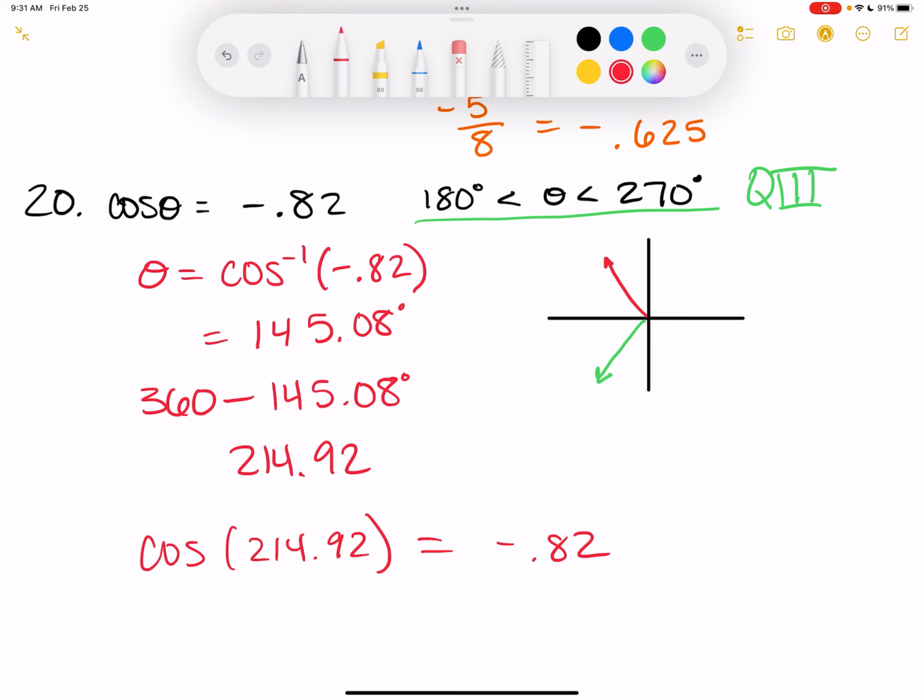Negative 0.82, yeah. I got that. Yep. Okay. And you use cosine because the problem started off with cosine, right? But I'm still confused why we did the 360 minus. Is that just the way you do it?